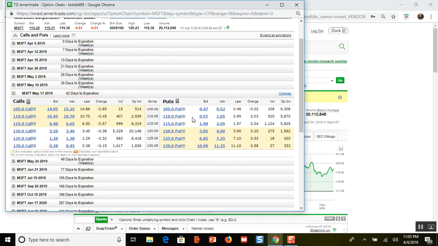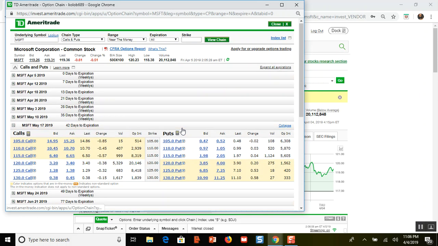Now you could spend, the bid is 97, the ask is 105, so you could spend $100 for a put option. Same put, right? Same strike price, 110. And that $100 will get you 42 days of protection. For the next 42 days, you have the right to sell Microsoft at $110 a share. And you're thinking, golly gee, what a good deal. I'm only spending $100, right?